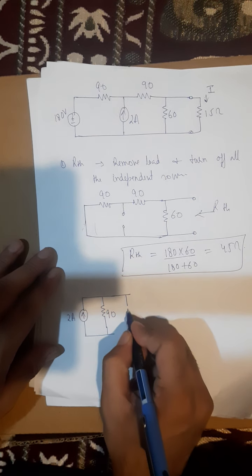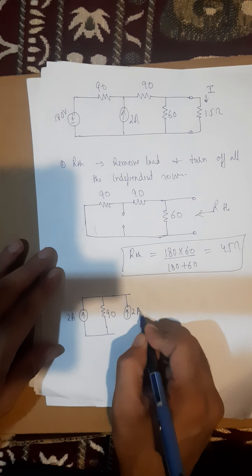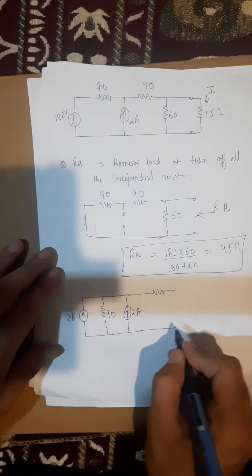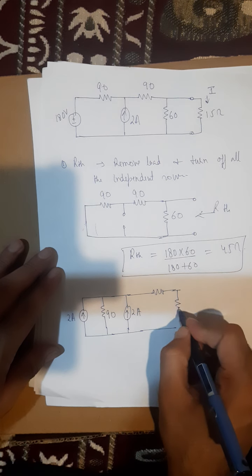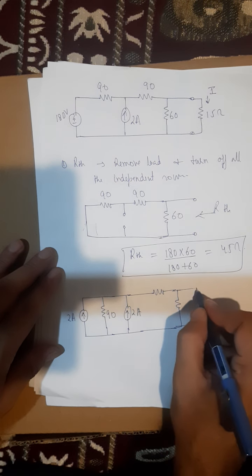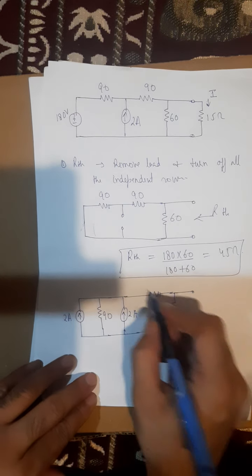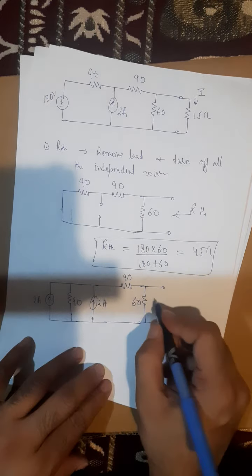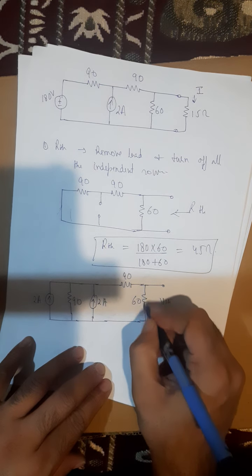Okay, then I have another 2 ampere current source. Then I have a 90 ohm resistor and a 60 ohm resistor. So this is 90, this is 60. What is VTH? VTH is the voltage that is across this 60 ohm resistor.